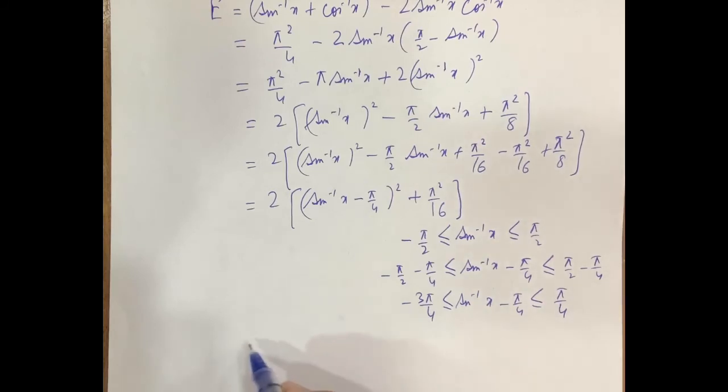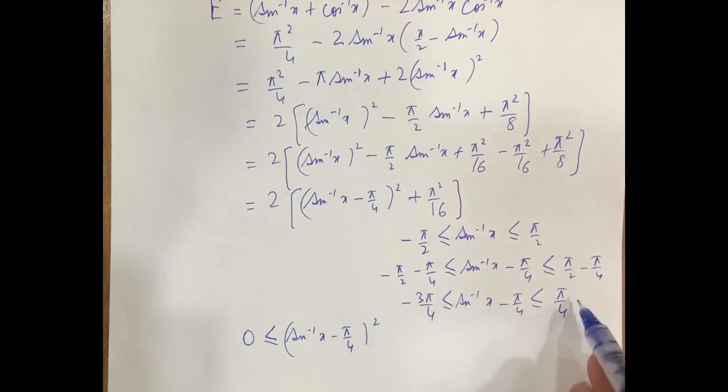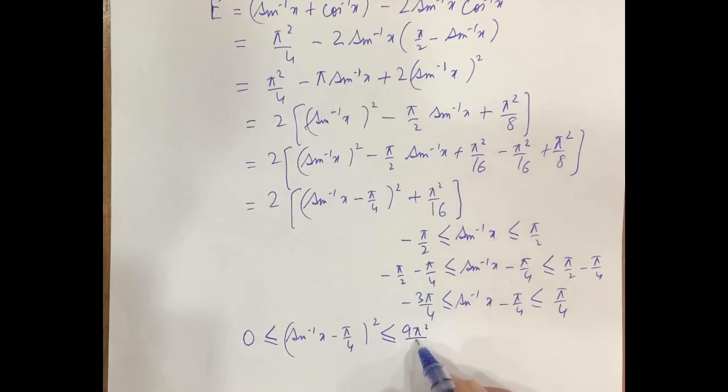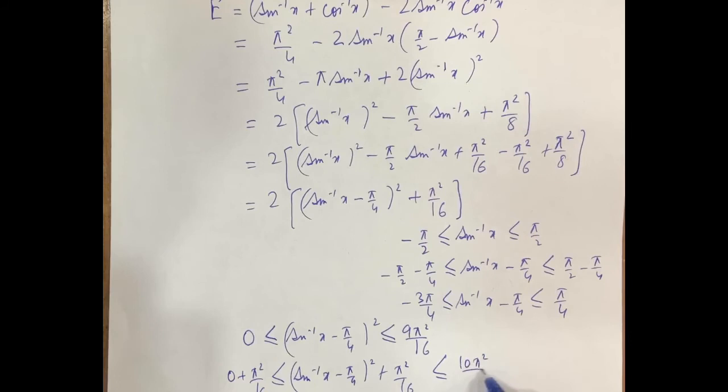Next, squaring. We have minus 3 pi by 4 this side, pi by 4 this side. So squaring, this will be 0 less than or equal to sin inverse of x minus pi by 4 whole square. The square of this is 9 pi square by 16, and this is pi square by 16, so this will be 9 pi square by 16. Now we have to add pi square by 16. So 0 plus pi square by 16 is less than or equal to sin inverse of x minus pi by 4 whole square plus pi square by 16, less than or equal to 10 pi square by 16.